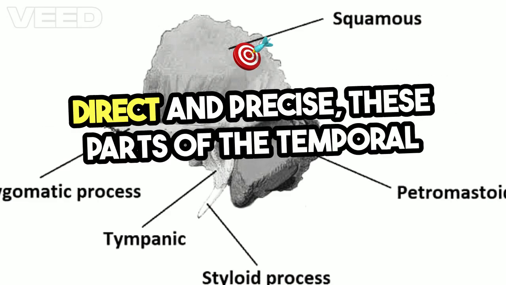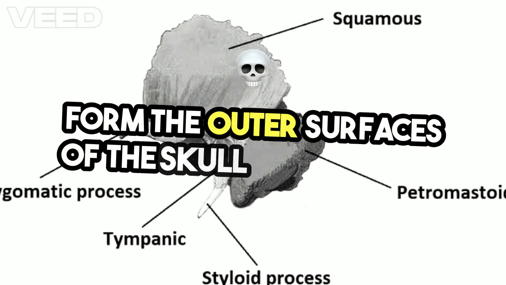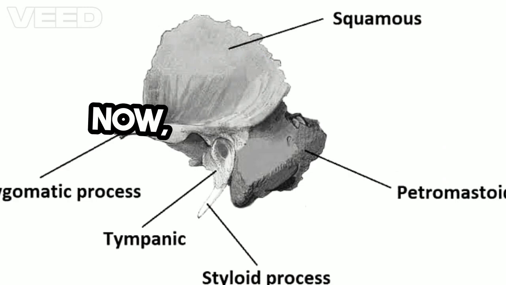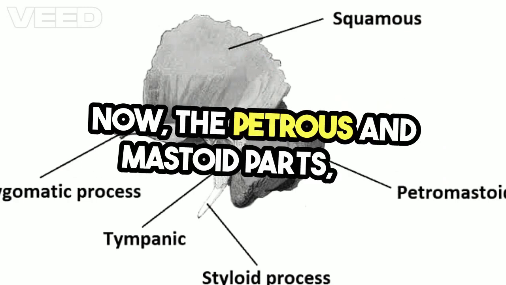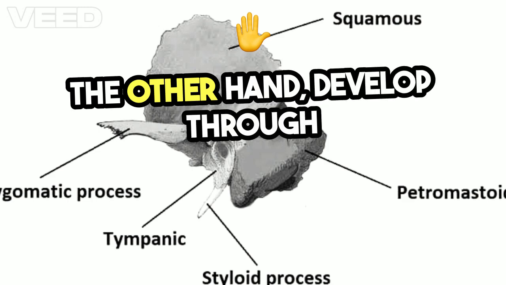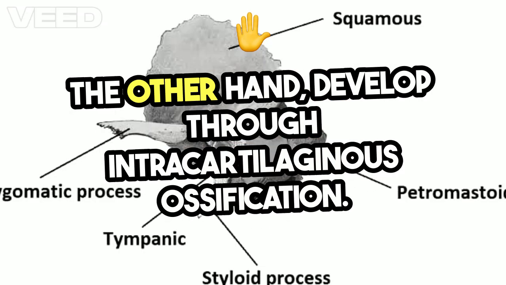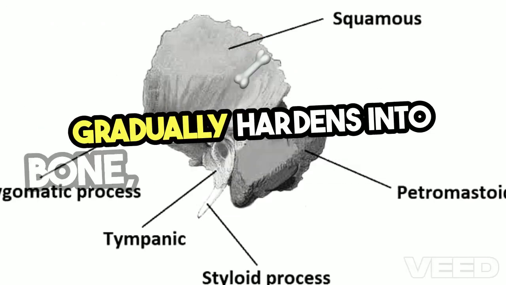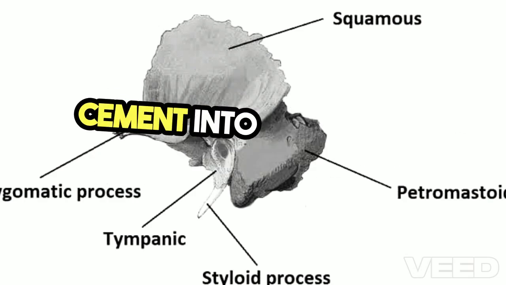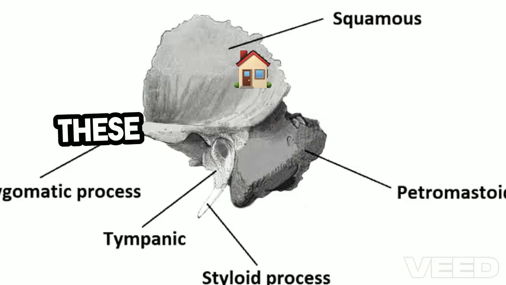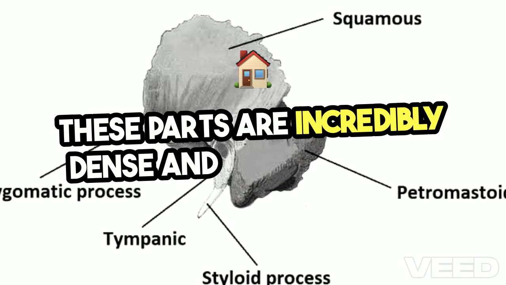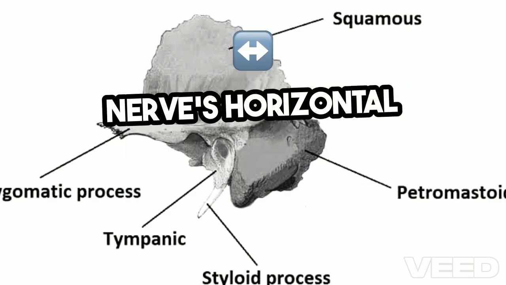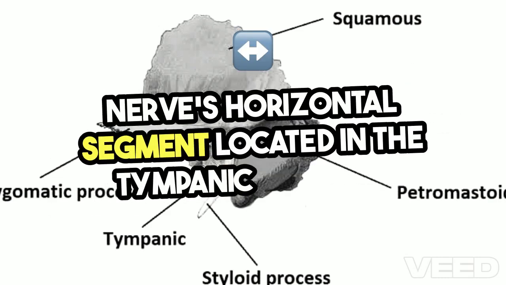These parts of the temporal bone form the outer surfaces of the skull that protect the brain and support the ear structures. Now, the petrous and mastoid parts, on the other hand, develop through intracartilaginous ossification. This process starts with a cartilage model that gradually hardens into bone, a bit like pouring cement into a mold and letting it set. These parts are incredibly dense and house critical structures, like the inner ear and the facial nerve's horizontal segment, located in the tympanic segment.